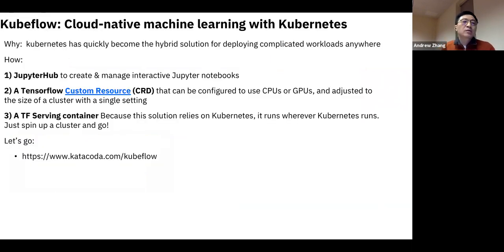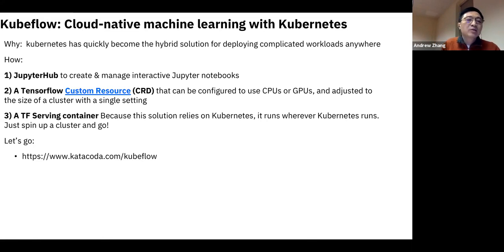So what does it come with? The key word here is cloud native machine learning. Kubernetes has become the hybrid solution to deploy complicated workloads. Kubernetes was used for another purpose to start with, but over time we realized this framework can be generalized for any type of workload, not just for public cloud but also for hybrid cloud, not just for mobile and web applications, but also for analytics workloads and for machine learning and AI.